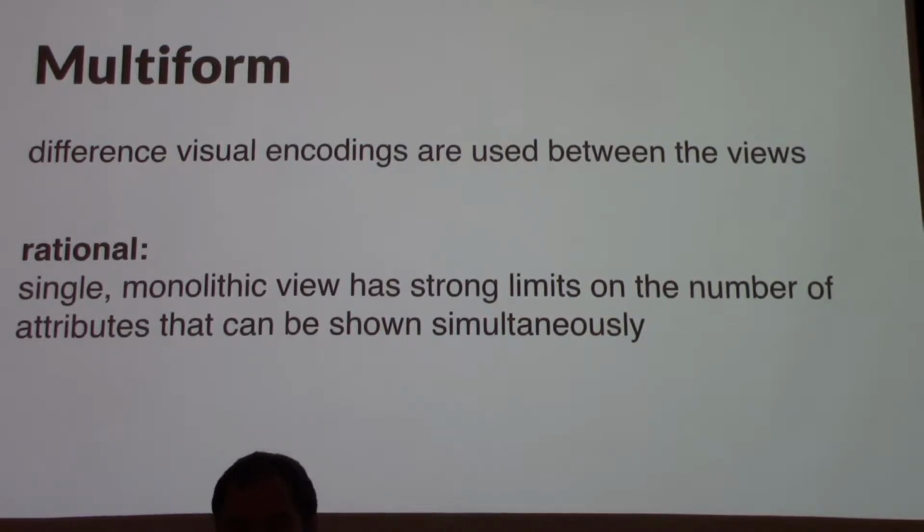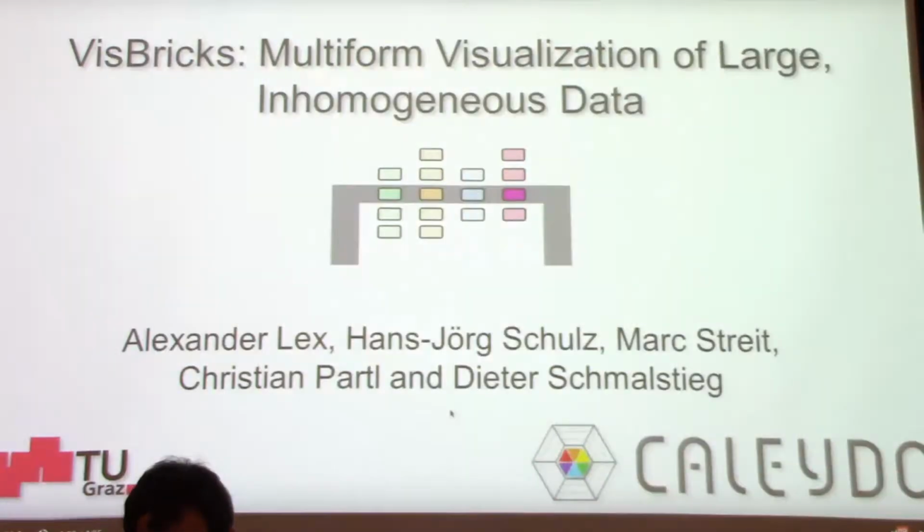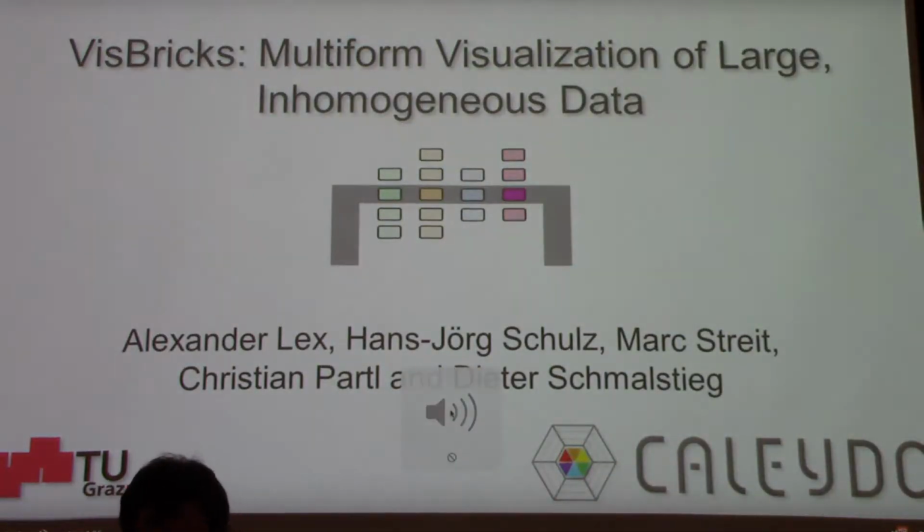One of these principles is multiform, so that you use different visual encodings between the views. And the idea behind that is, of course, that each view has limits on the number of attributes that can be shown simultaneously. So here is an example that kind of takes this multiform idea to the max. This is actually one of my papers. VisBreaks is a visualization technique for inhomogeneous data sets.